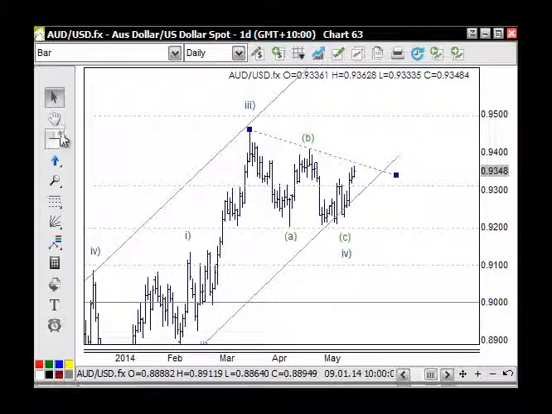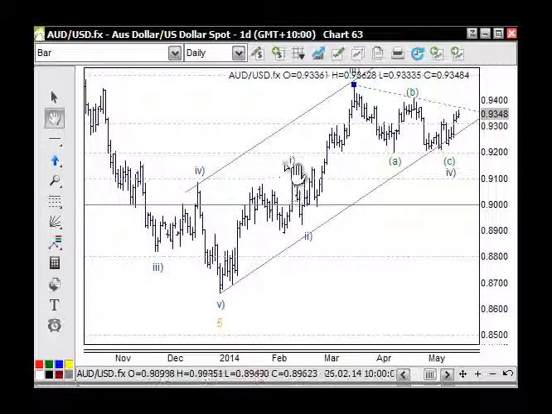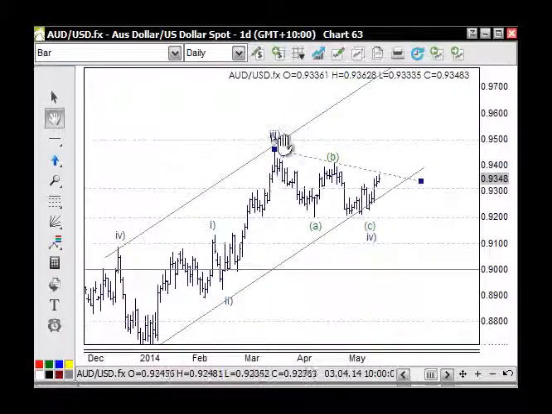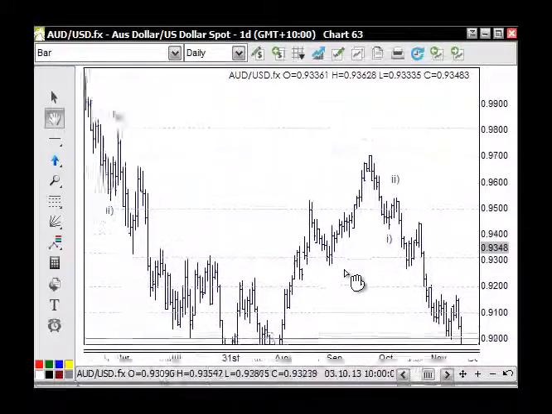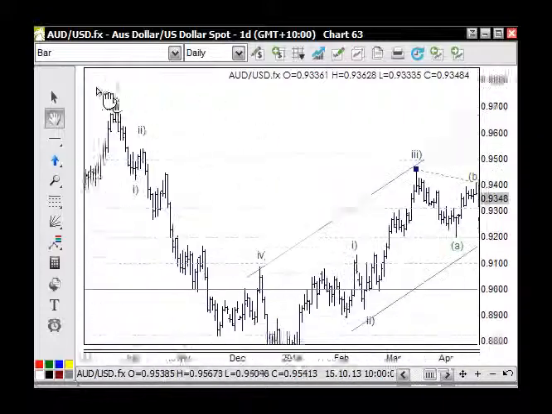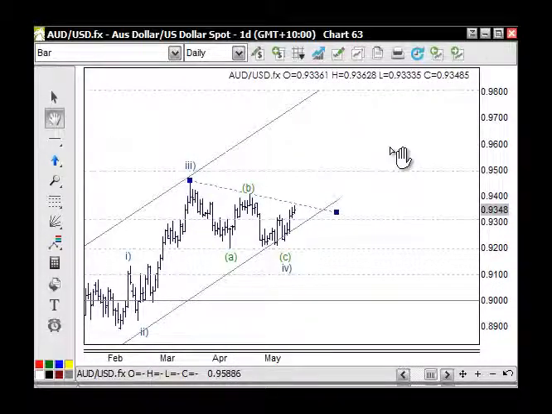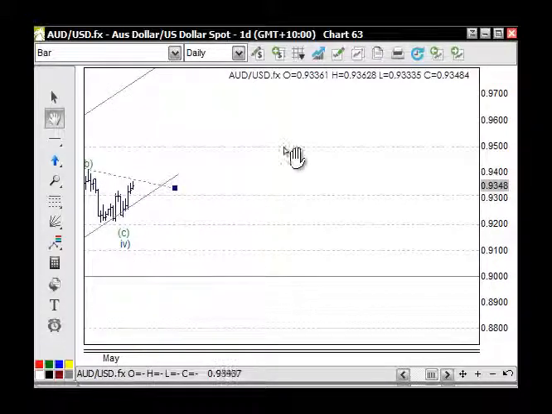And 5 waves up here in the bigger picture, as I've got here, like the 1, the 2, the 3, the 4 and the 5 here. This would be the first impulse wave over this much larger bear market that we've had here as well. So this would be the first impulse wave up. So if we get 5 waves here up into a new high above here, then we'll get an A and a B and a C correction, and then we'll get another 5 up.